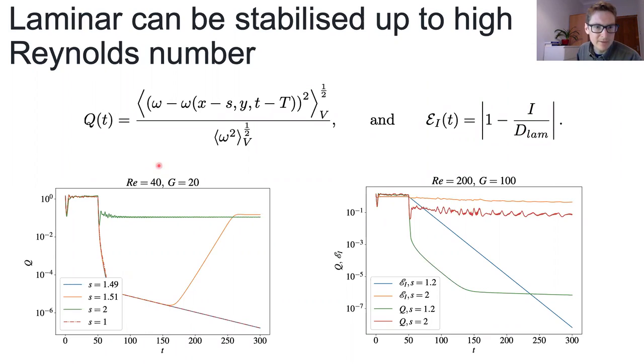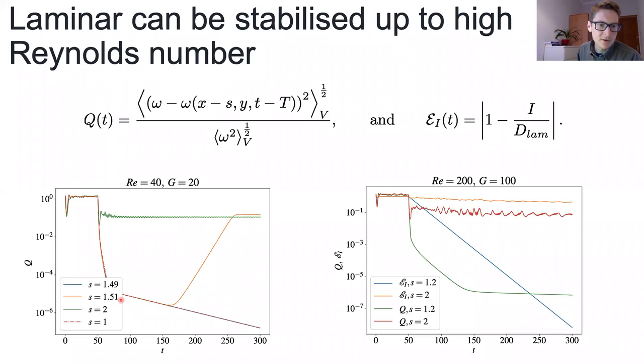Down on the bottom left, I'm showing Reynolds number 40, gain of 20. And the important one, you can see Q basically dropping off and going to 0. And the important ones to look at are the two down here, the blue and the yellowy colored ones. So this is really showing you how precisely I can match the location of a neutral curve in the DNS. So the neutral curve sits bang on 1.5 more or less.